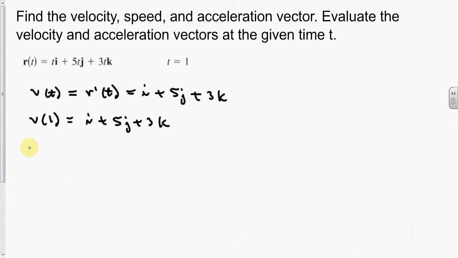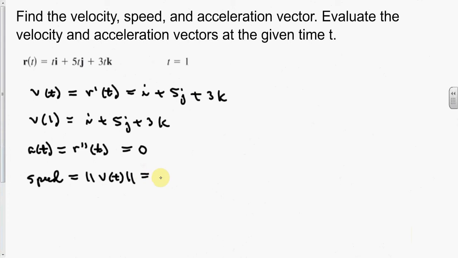And then now we find the acceleration. Here that's said to be r double prime of t, and that's 0. What about the speed? Speed is said to be the norm of the velocity. So this is the square root of, we take the velocity, we take the components thereof.